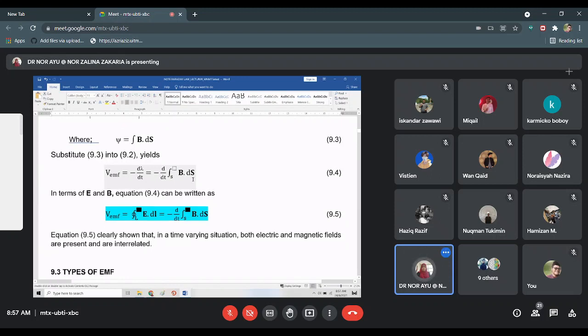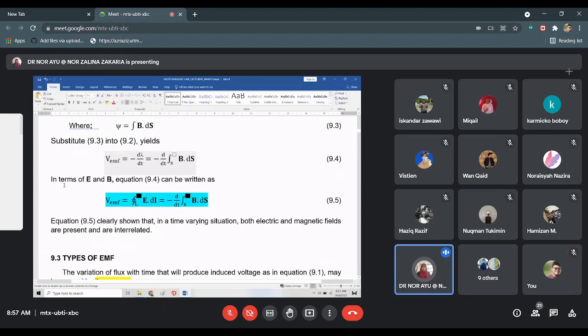If I look at it in terms of E, we have the closed loop integral of E dot dl. If we are considering a closed loop, then the closed loop integral of E dot dl equals negative d over dt of the integral of B dot dS, or flux. All right, so that is the general equation for Faraday's law.